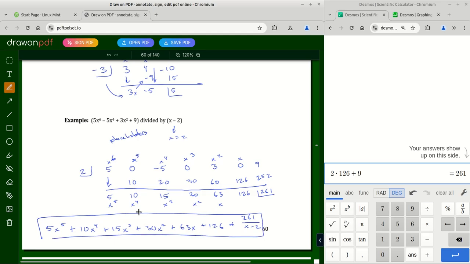There you go. All right. Sometimes you've got to write it all out like that too. Cool, huh? Synthetic division. A little bit easier. Can I do that in Desmos? No, not really.